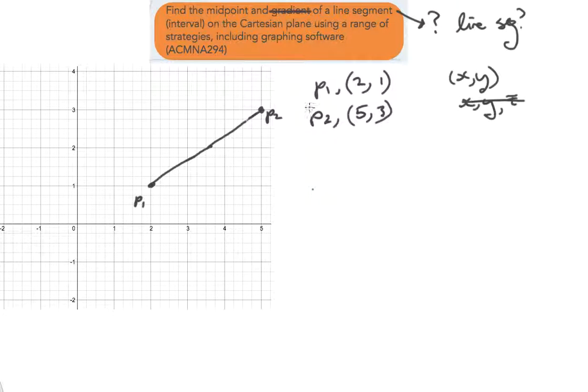Anyway, so what would be the midpoint? Well, looking at it, we could say the midpoint's somewhere around there. So just by eye, we could say it's about there, and we could guess approximately 3.5 across and 2 up. What comes after guess? Well, check does, of course.